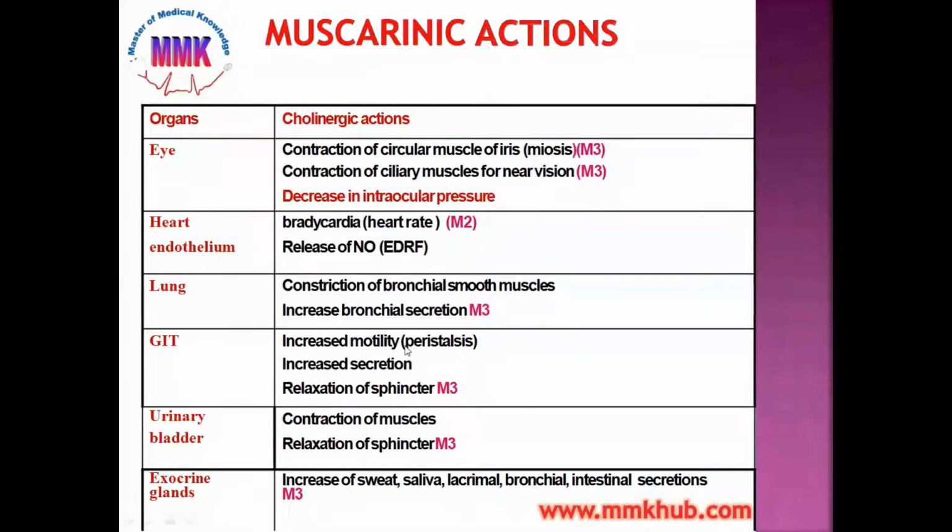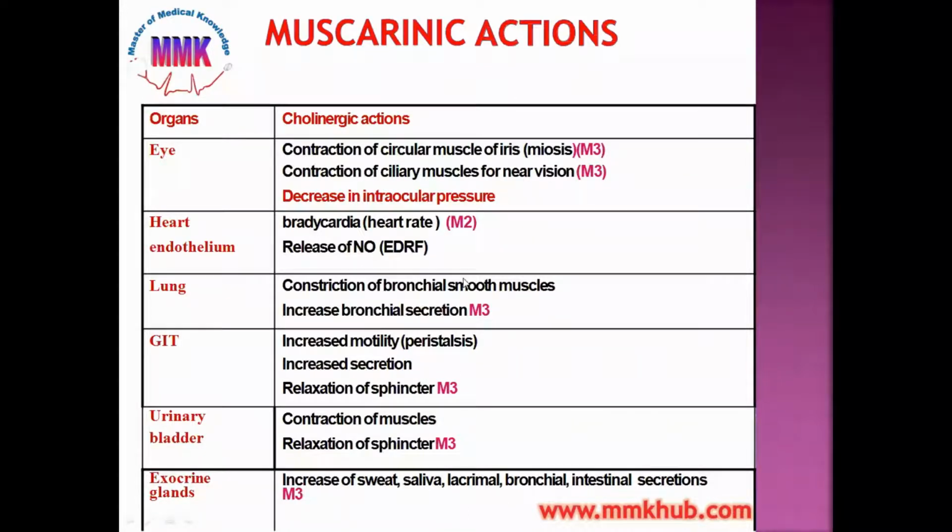In GIT, it increases the motility, so it helps in peristalsis for digestion. It also increases the secretion and relaxation of the sphincter. In the urinary bladder, it also helps in contraction of muscles and relaxation of the sphincter so that we can urinate. Obviously, you will urinate in the state of relaxation. So in the parasympathetic nervous system, in exocrine glands, it increases sweat, saliva, lacrimal, bronchial, intestinal secretions.